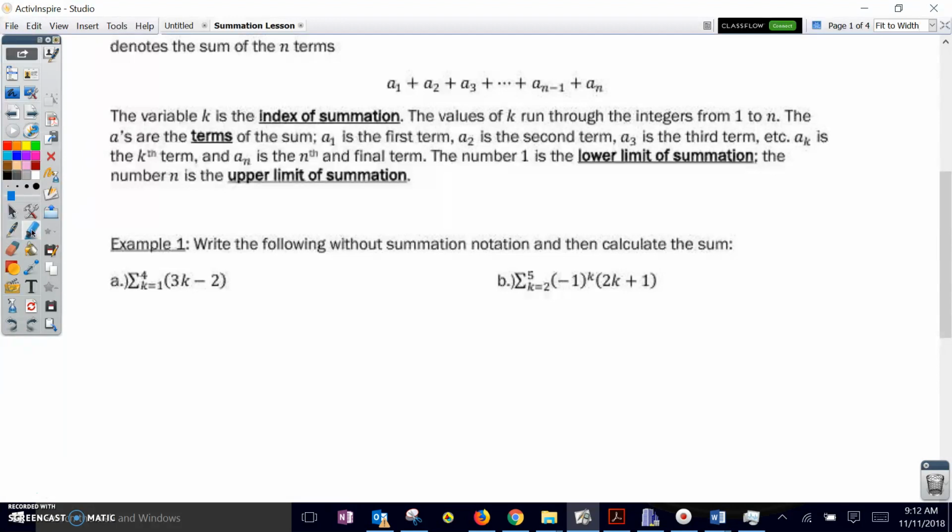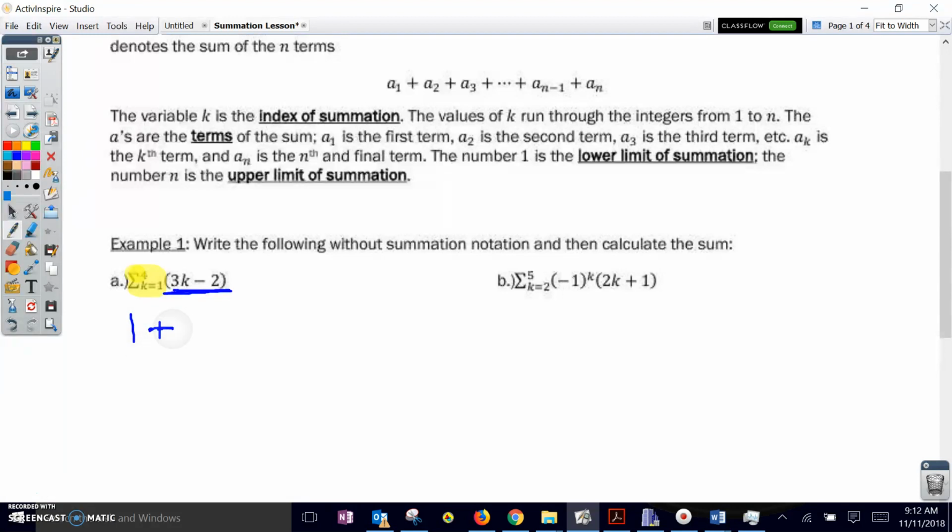So when we see right here sum from k equals 1 to 4, that means we're going to take all the natural numbers from 1 to 4 and substitute them into this expression in place of k. And then we're going to add all of those together. So first we substitute 1 in there. 3 times 1 is 3 minus 2 makes our first term 1.